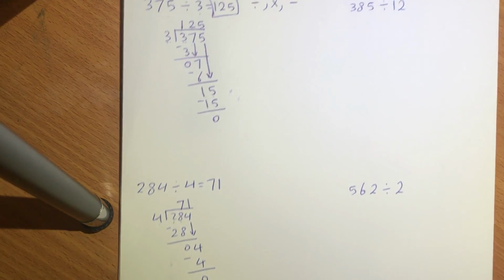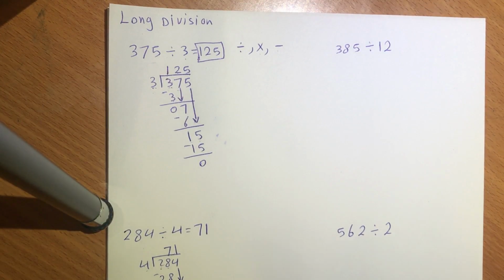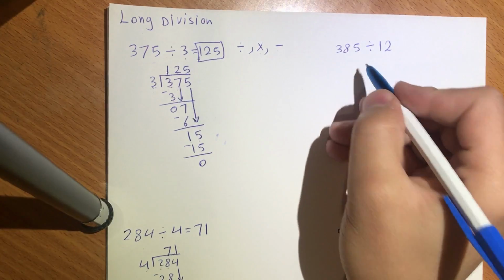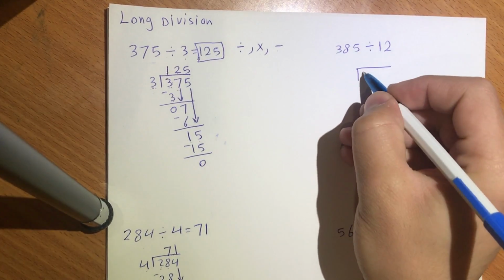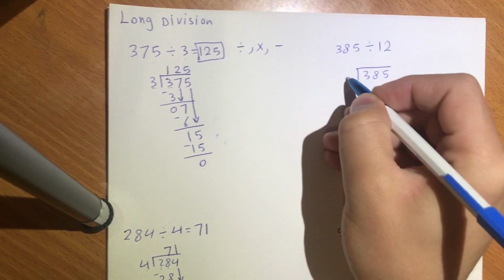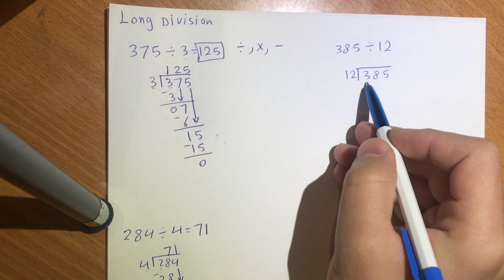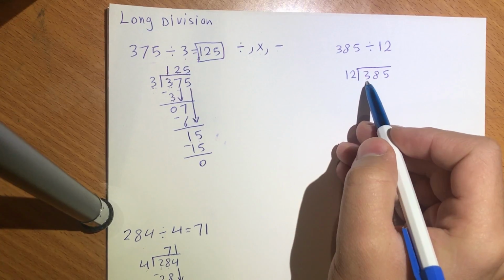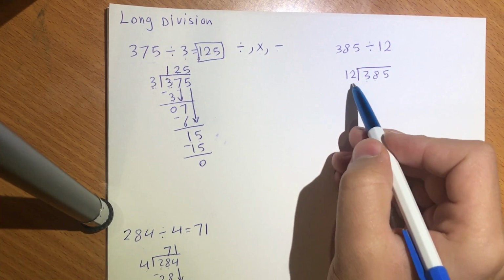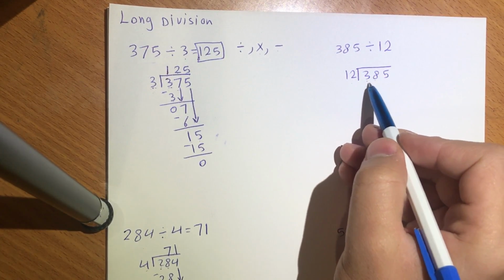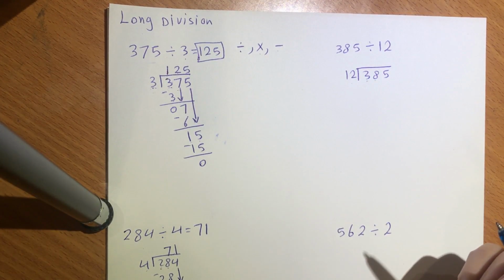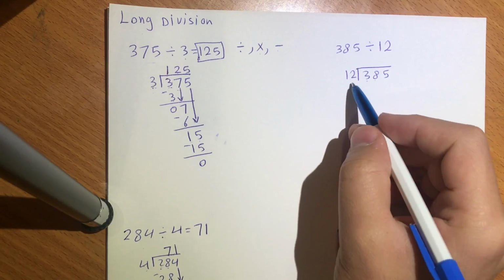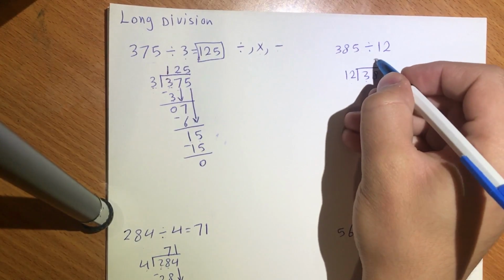Let's try one that has 3 digits divided by 2 digits. 385 divided by 12. Let's open the division house. 385 divided by 12. Now 12 goes into 3? No, it's a smaller number. Now 38 divided by 12, that works, but I don't have a 38 in the table of 12. I don't have a 37. I have a 36. So 36 divided by 12 will give me 3.